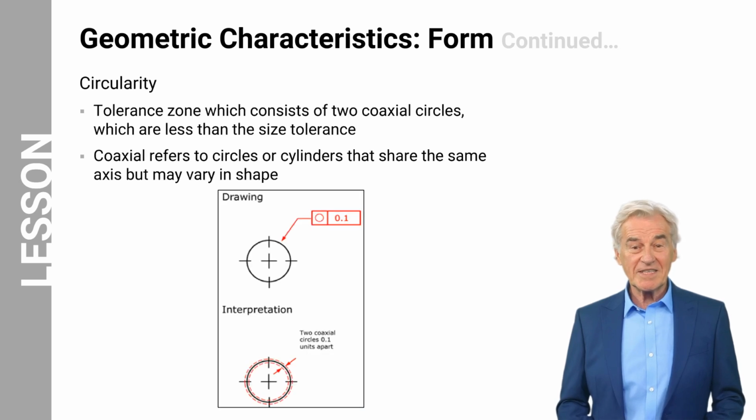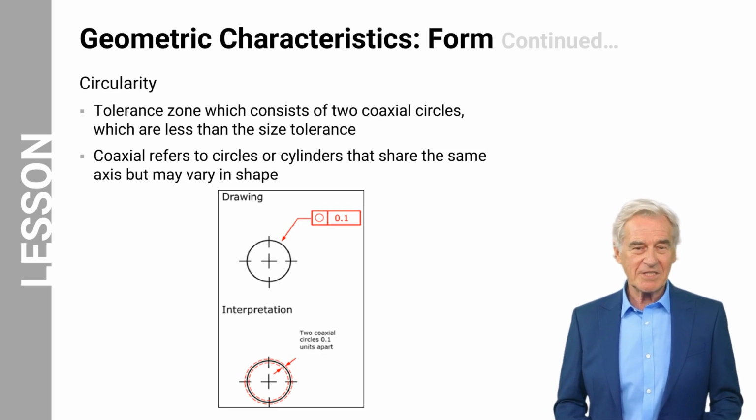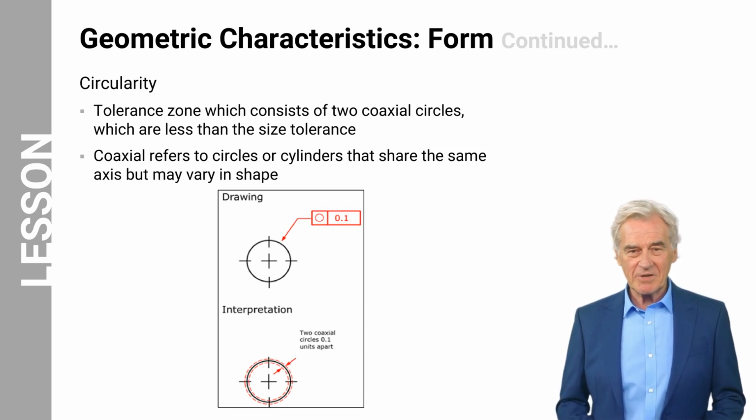When circularity is applied to the circumference of a cylinder, as shown in this image, the tolerance zone consists of two coaxial circles, which are less than the size tolerance 0.1 units apart. Coaxial refers to circles or cylinders that share the same axis but may vary in shape.